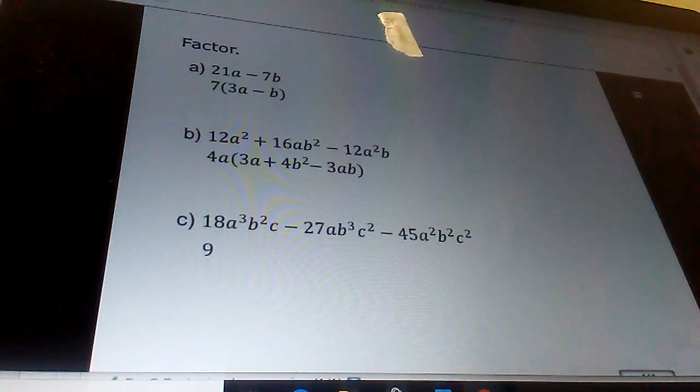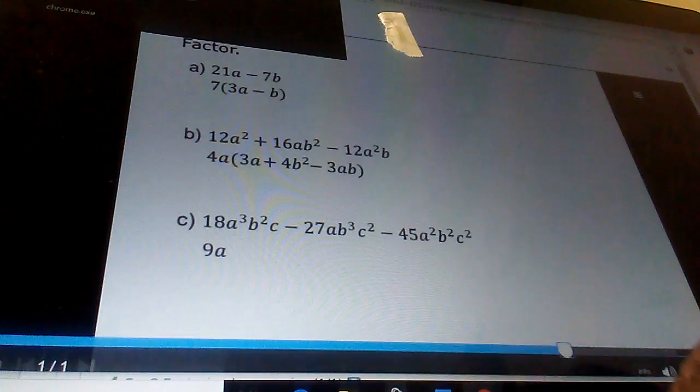Now let's check the variable factors of each term. All three terms have at least a to the first power, so a is part of the GCF. Now look at the b's. We have b to the second power, b to the third power, and b to the second power again.